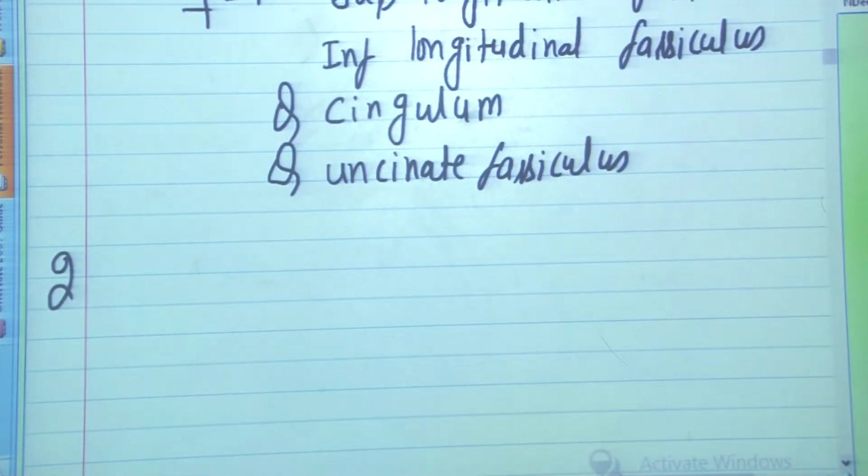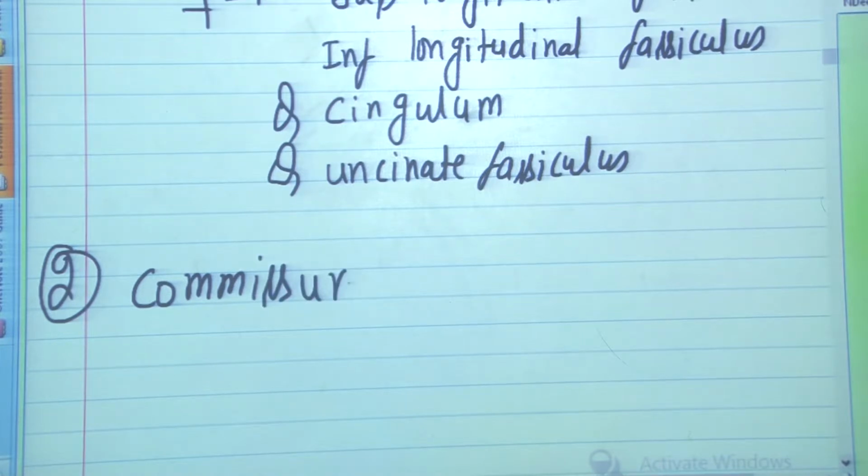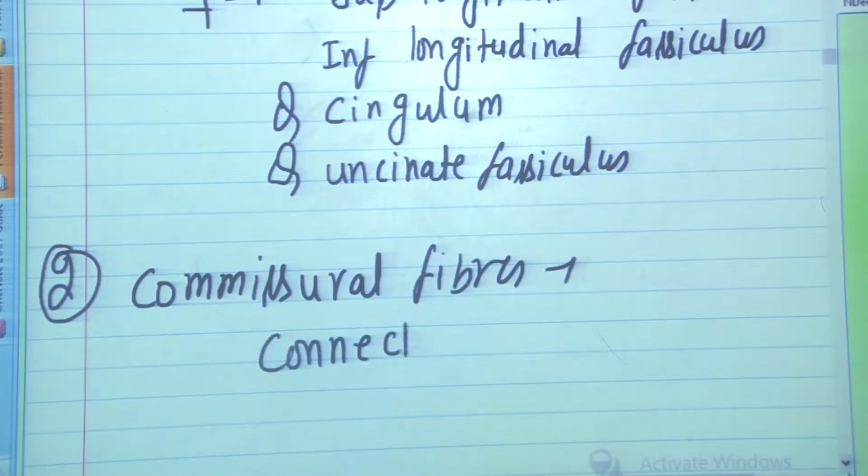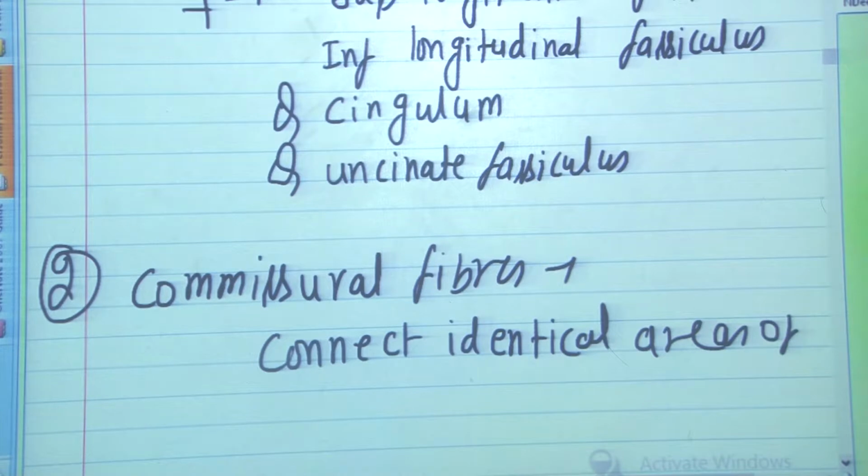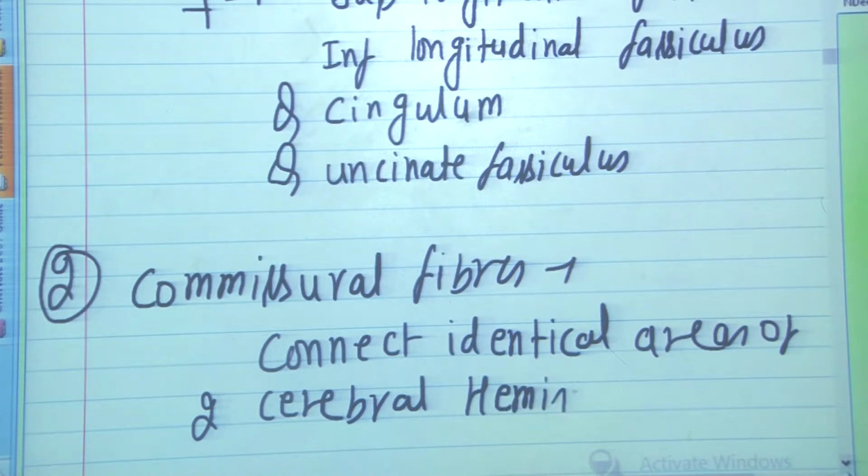The second group of white matter, the second type of fiber, is commissural fiber. Commissural fibers connect identical areas of the two cerebral hemispheres.